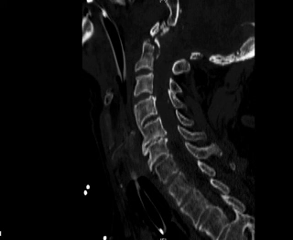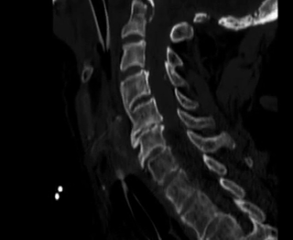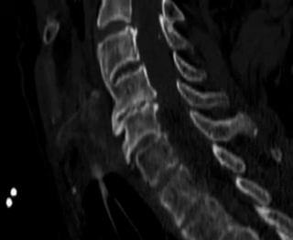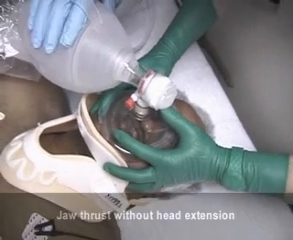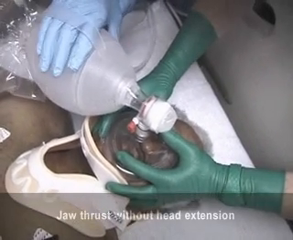Extreme caution is advised in patients with cervical spine injuries, in which flexion or extension of the neck is contraindicated. In this situation, the jaw thrust maneuver alone, without head extension, is recommended.